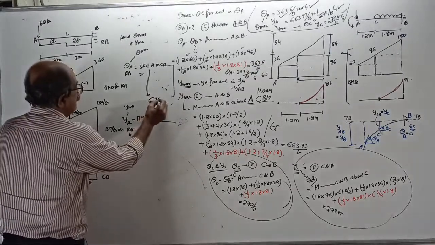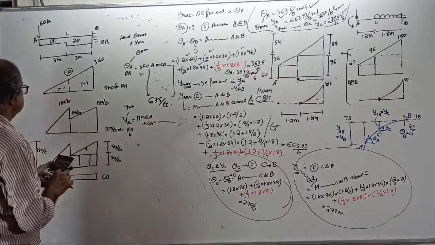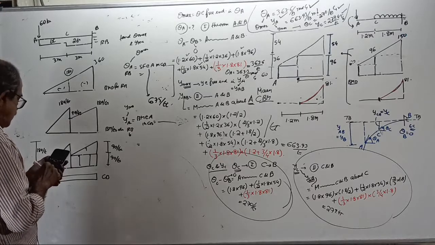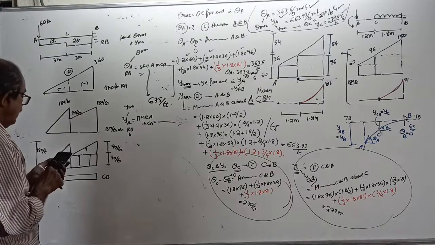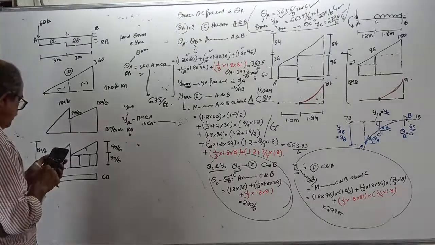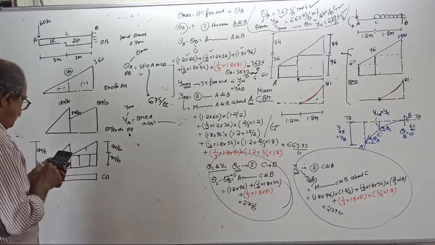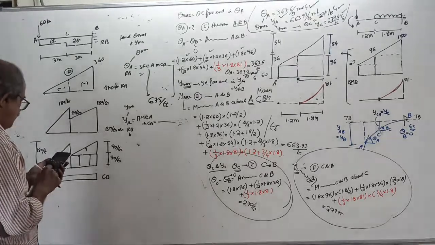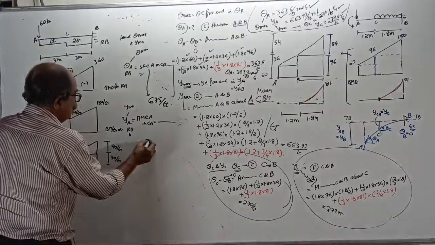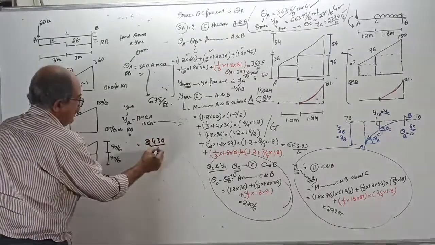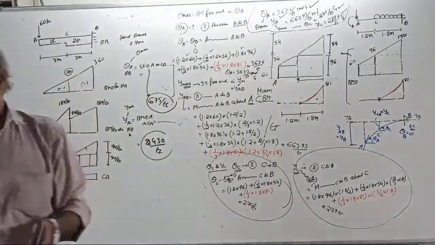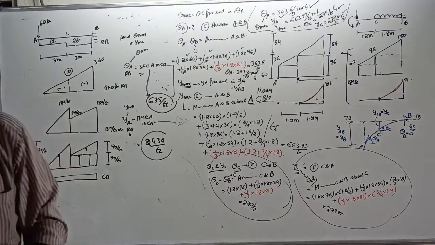675 by EI, and 2430 by EI. That's all. You get these two answers. If you got these two, just type that you got both the answers, and I will come back and close the class.